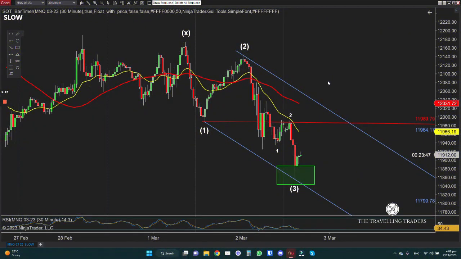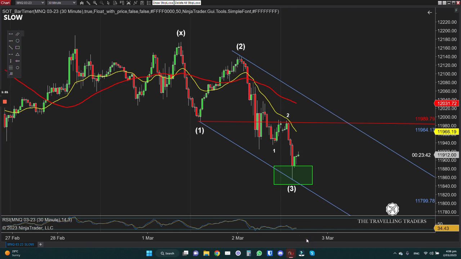So the Asian session is still open right now. I switched on my chart for the first time today and look what I see. As you know, I'm looking for Elliott Wave patterns.